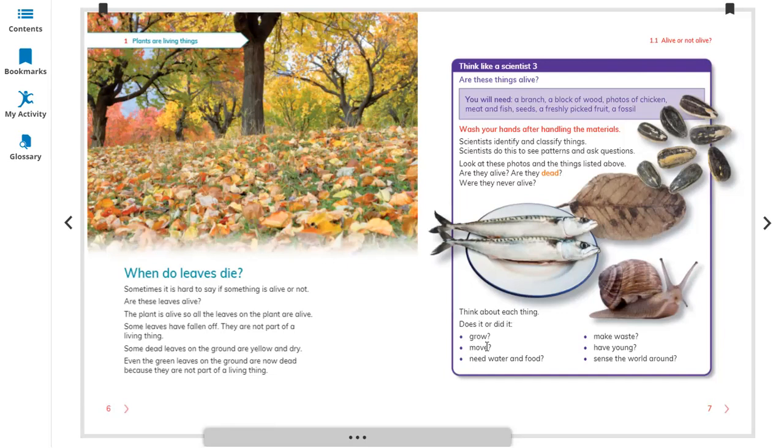You can also say living things need all this, make waste, have young, and sense the world around. So living things need all this. These are all the seven rules about living things, but for non-living things, or not alive, it's not important.